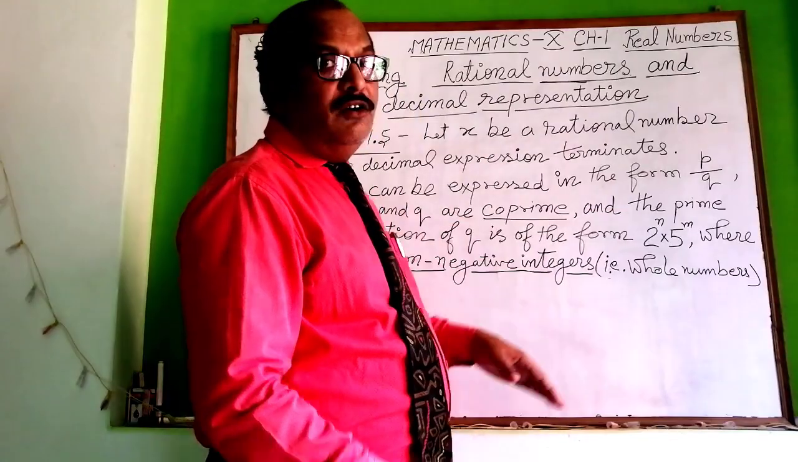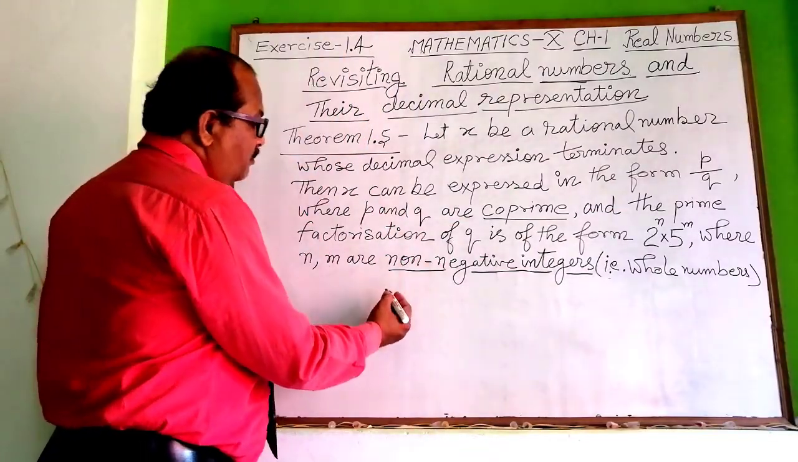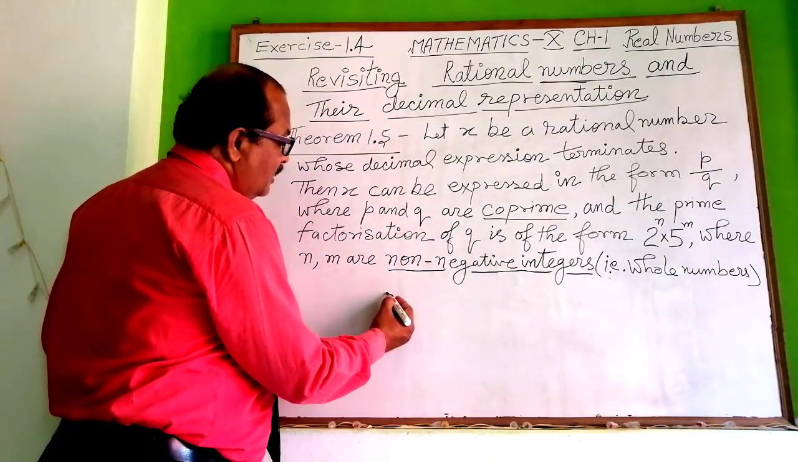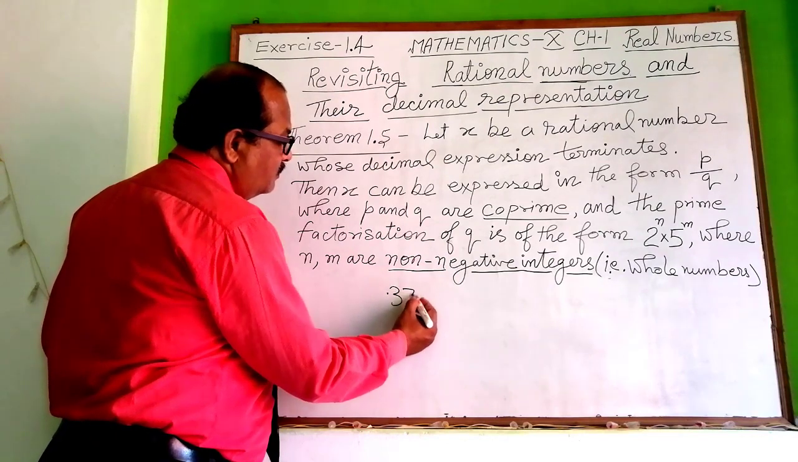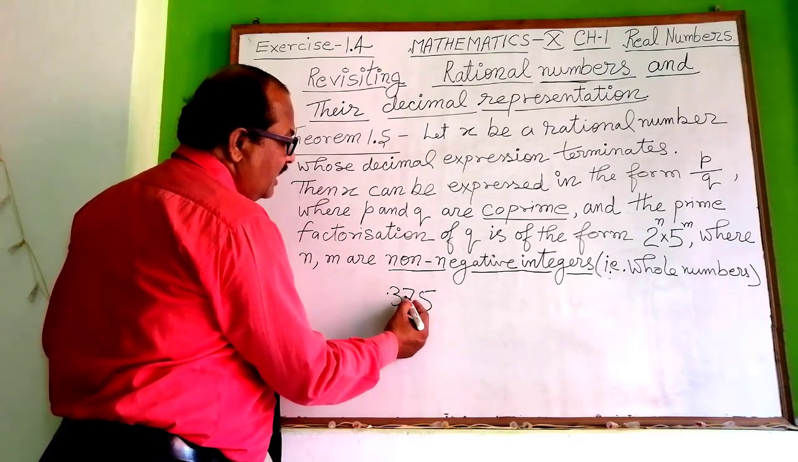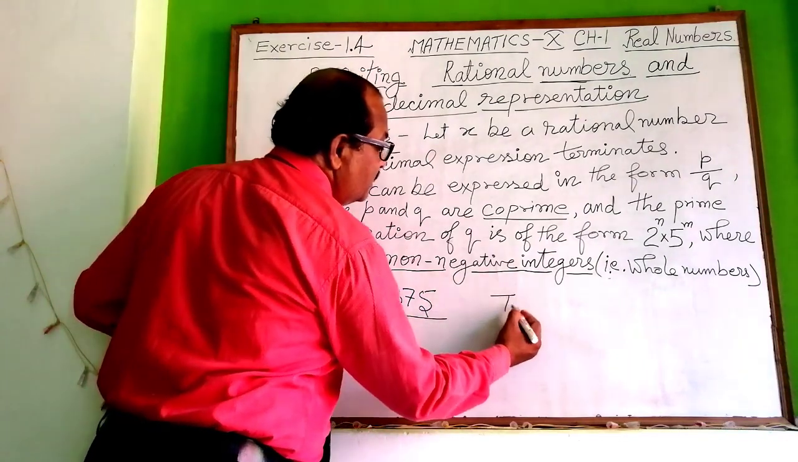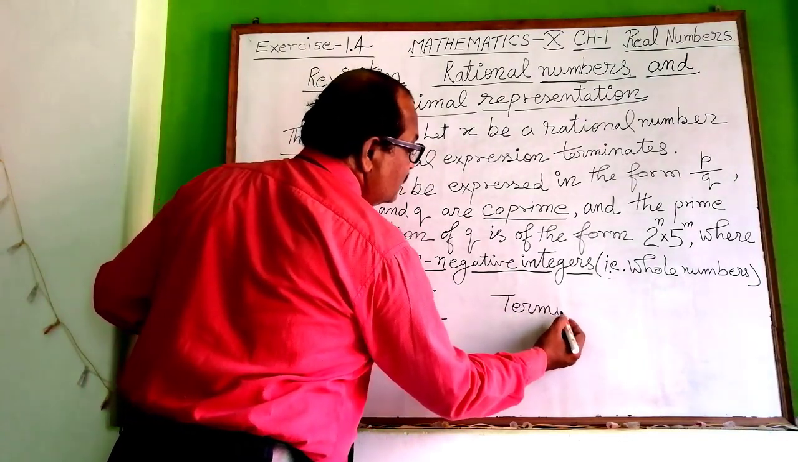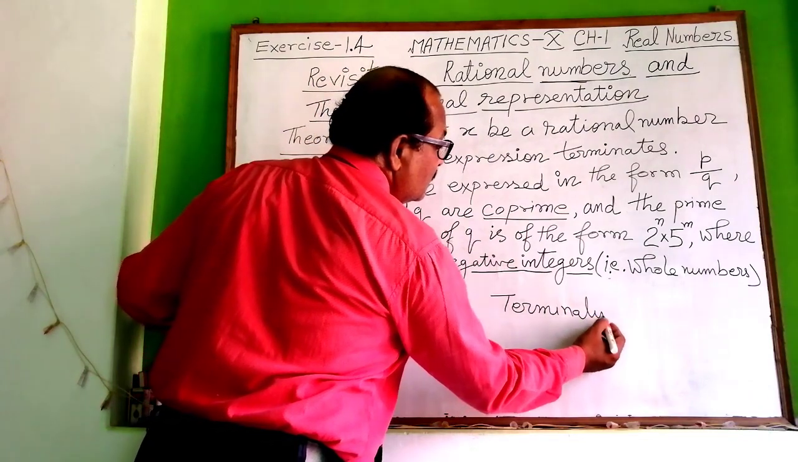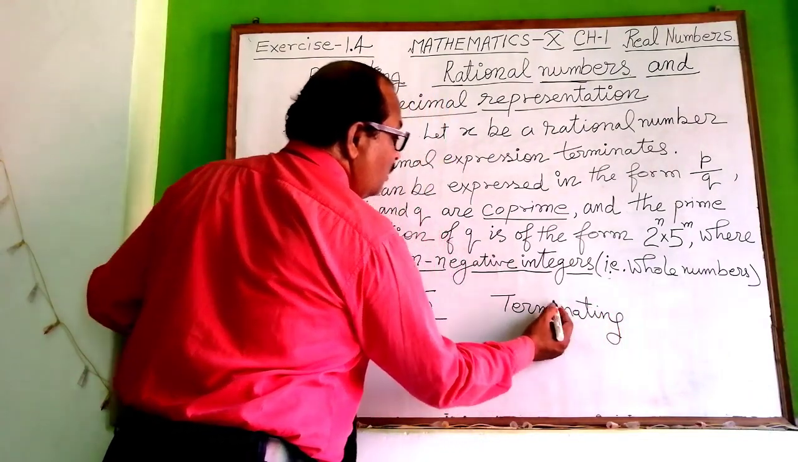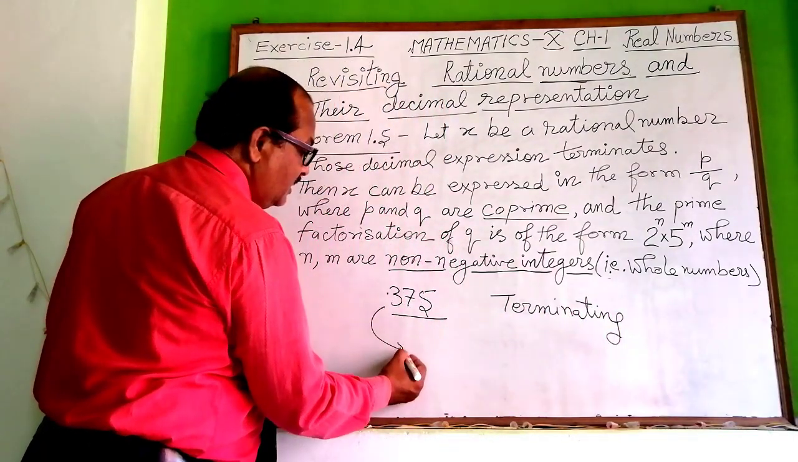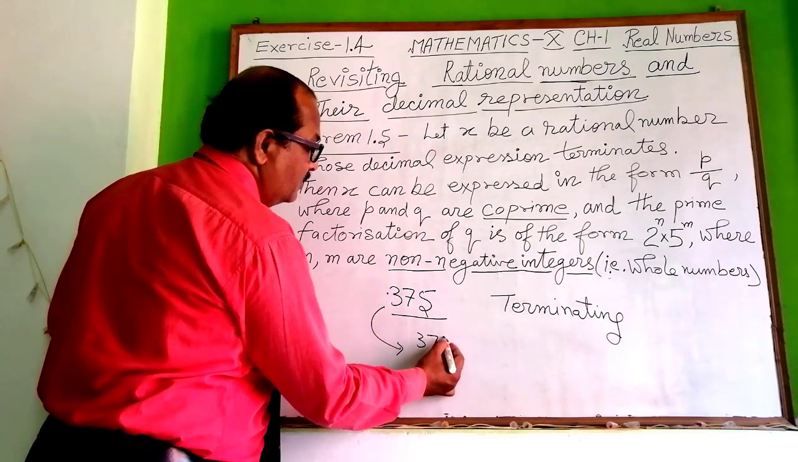So see the meaning of this. Suppose one number is written here. If you know this theorem, then you can say about this number that it is terminating. Why? Because this can be converted in the form of P upon Q.